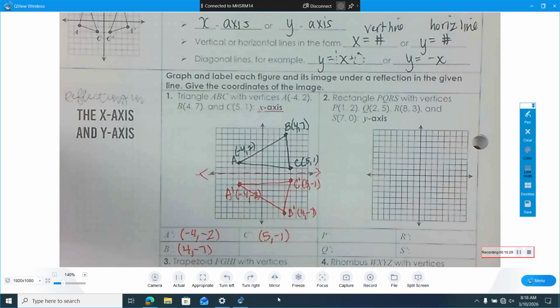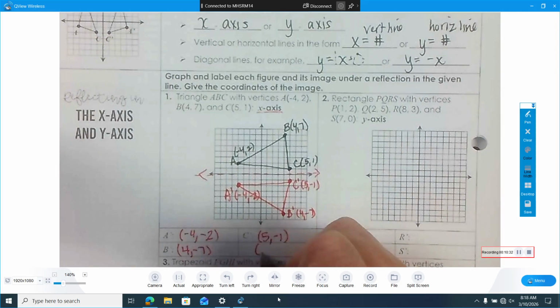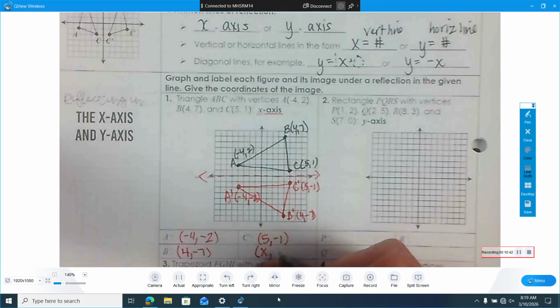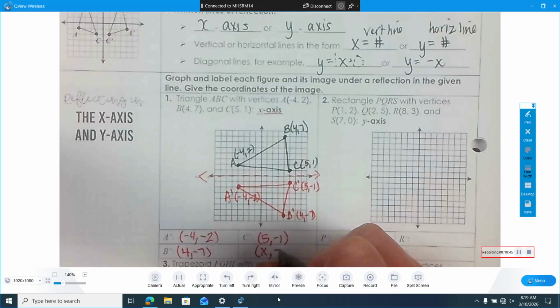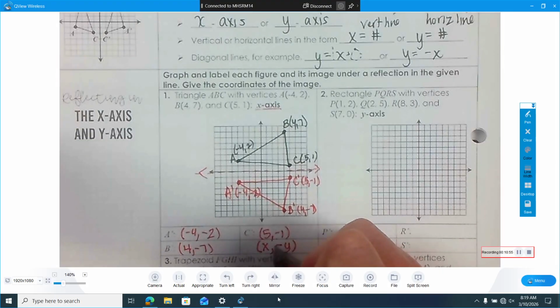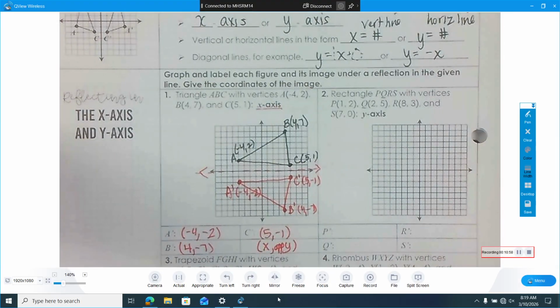Yep. The X coordinate stayed exactly the same, didn't it? But the Y coordinate became the opposite, all right? So if we started at positive 1, it turned to negative 1, and that means there is a negative in front of that Y value. That really means opposite. So I like to write just opposite Y, okay? The X stayed the same, the Y became the opposite. Is that true for all 3 points there? Yeah? Okay.